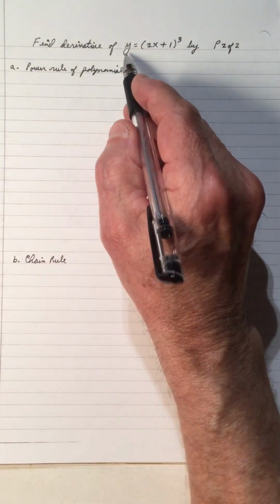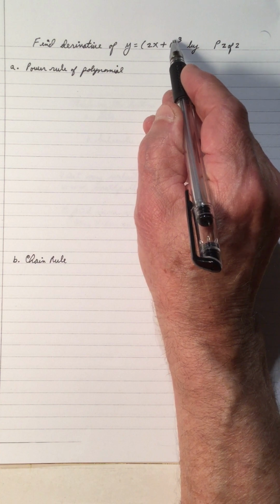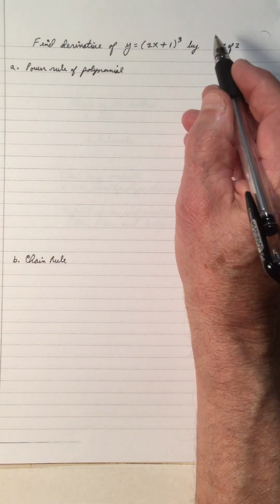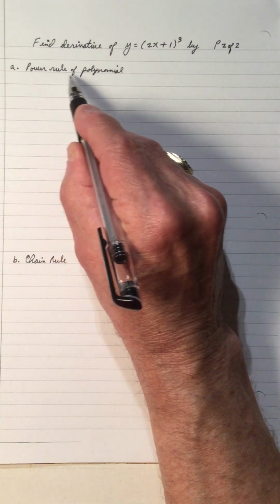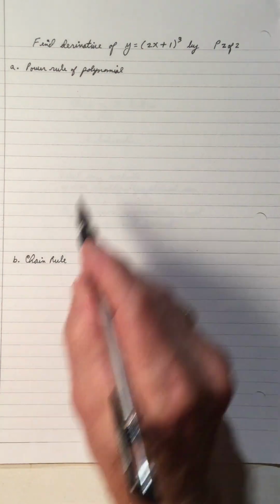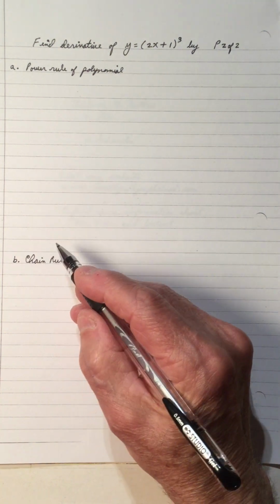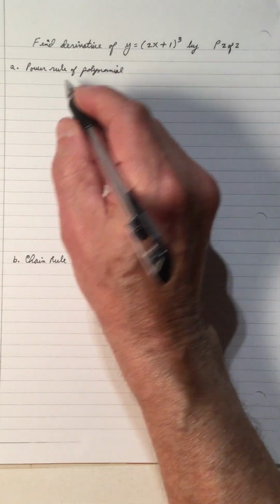So find the derivative of y equals (2x plus 1) cubed. So we're going to do it by the power rule of polynomials. I'm going to do this two ways. Then I'm going to do the derivative of this function by the chain rule. So let's explain by the power rule of polynomial.